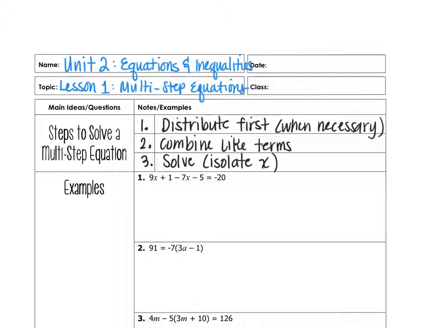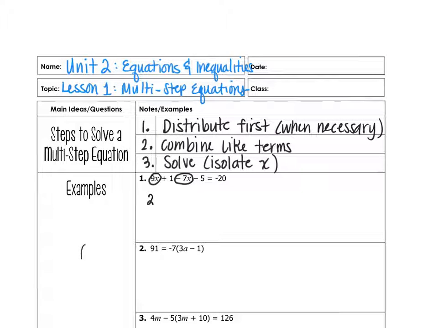So let's take a look at number 1. In number 1, if you scan the left-hand side of the equation, you notice that there is no distributive property because you don't see a parentheses with a multiplier. But I do see like terms. So let's combine them. It looks like I have like terms of 9x and minus 7x. That combines to make 2x. And then I have like terms of plus 1, take away 5, which makes negative 4. And that's equal to negative 20.